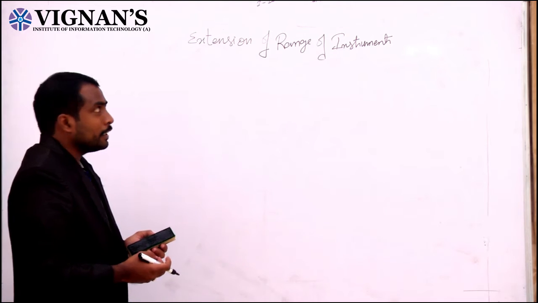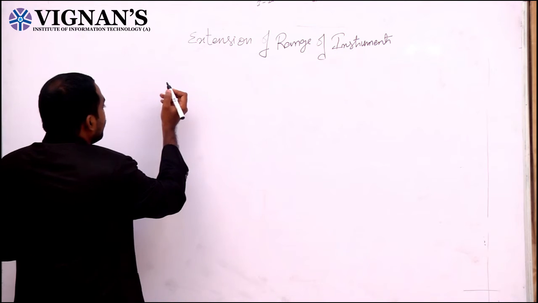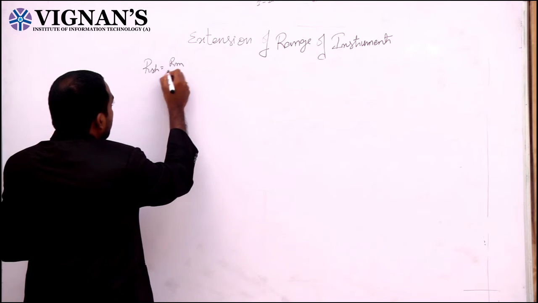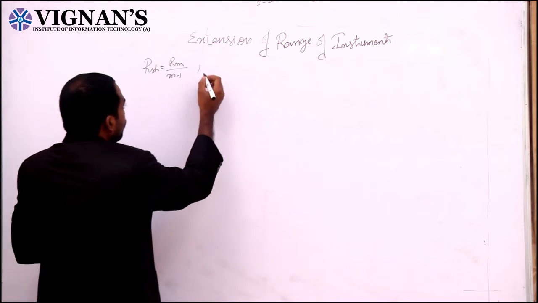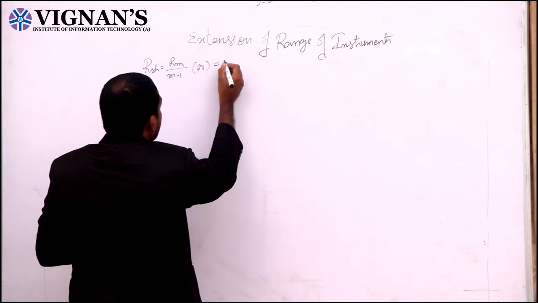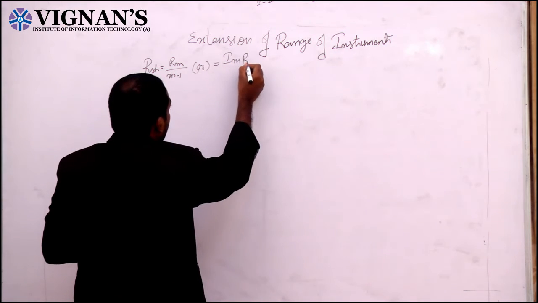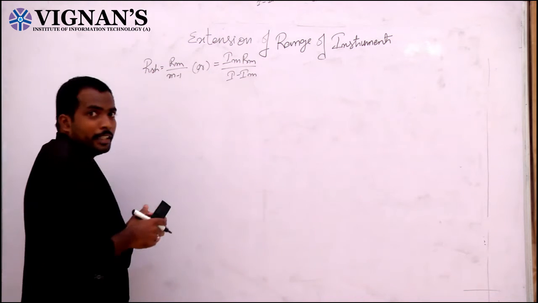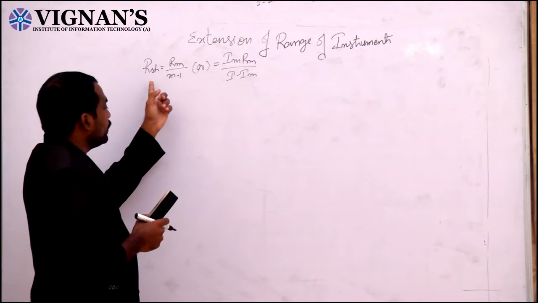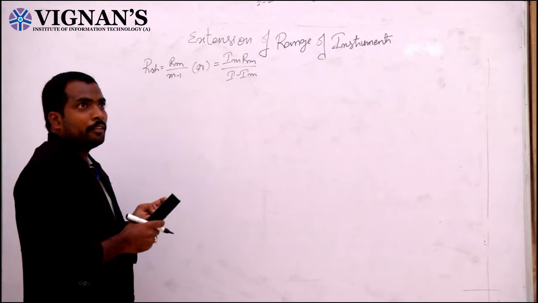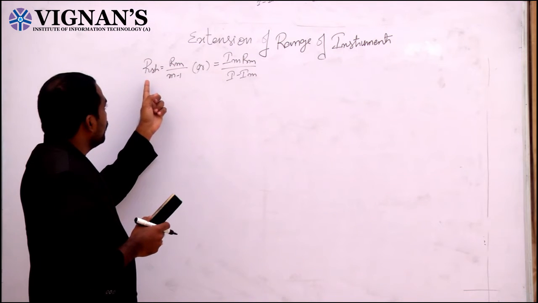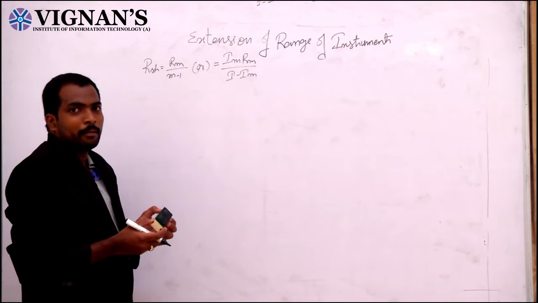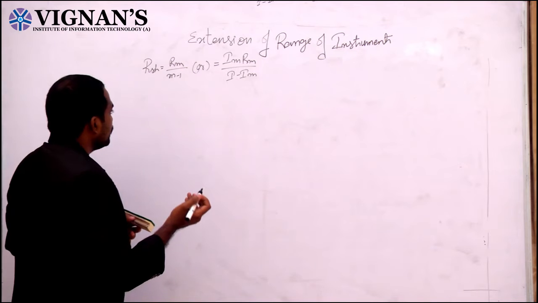Now as we already discussed, the value of RSH in case of an extension of a meter is RSH is equal to RM by M minus 1, or RSH is equal to IM RM by I minus IM. So this is nothing but the value of the shunt to be placed in parallel with the meter in order to extend the range of the ammeter. So in general we will discuss the multi-range ammeter now. That means we are discussing the multi-range ammeter.